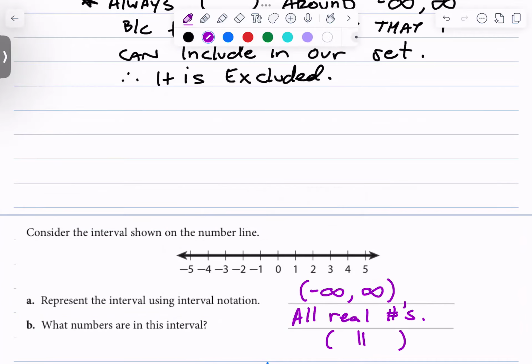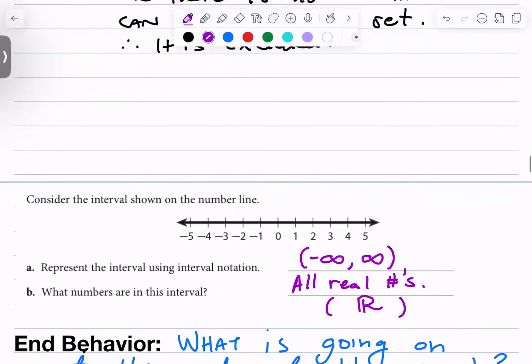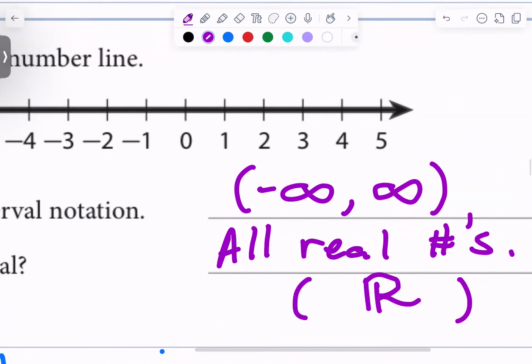The symbol for all real numbers is like a paragraph symbol, P, right? But instead of a P, it's an R. Okay. So it looks like a cursive R.